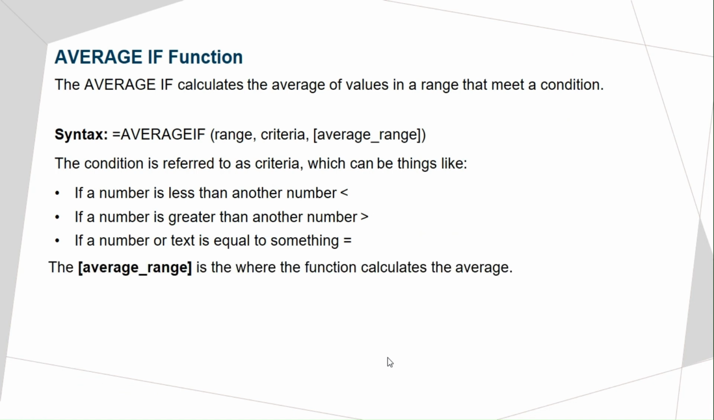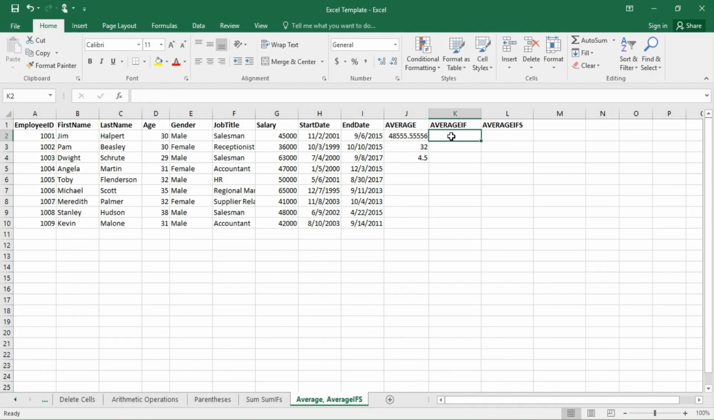While the average range is where the function calculates the average. So after all the if statements, after selecting the range, now the average range is where the function will calculate the average. That's where the calculation is going to take place. Let's take a look at this example. Let's look for the average salary of an accountant in this data.